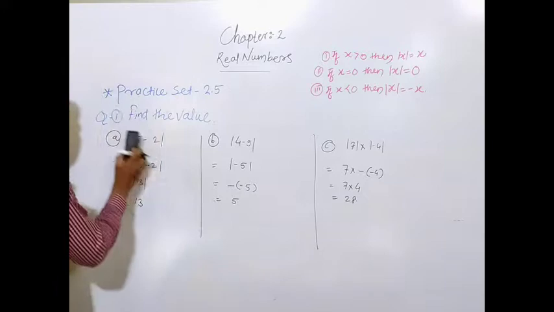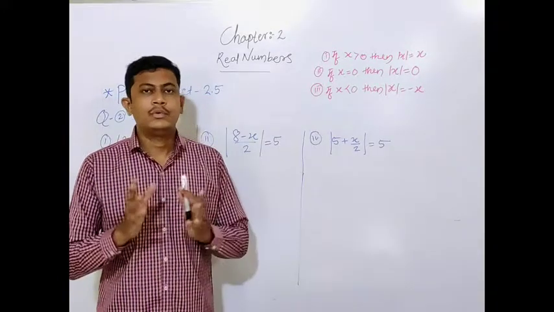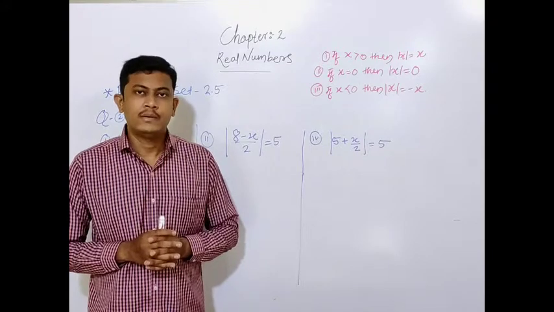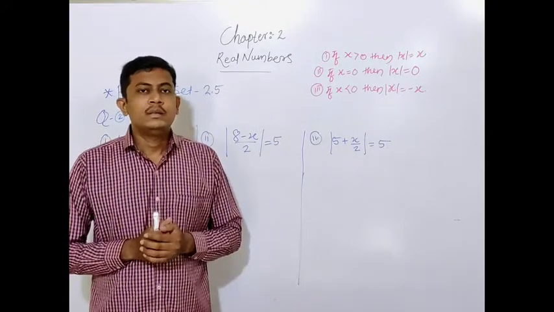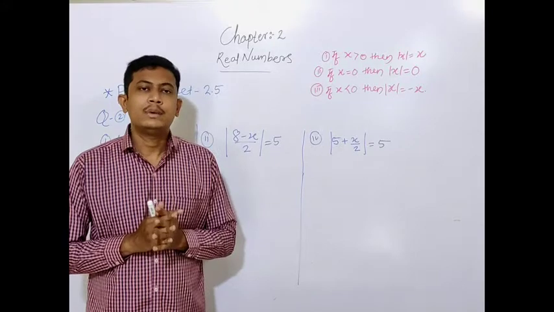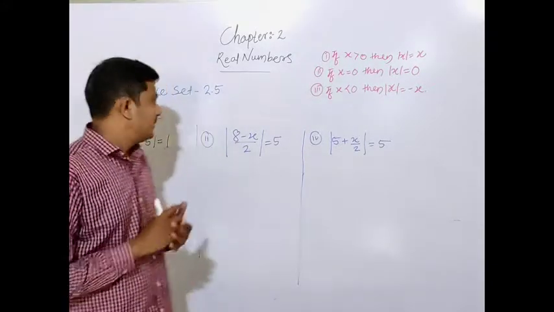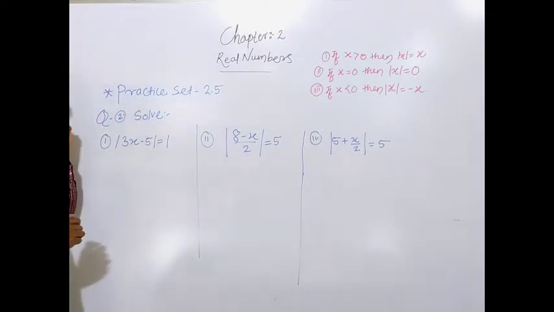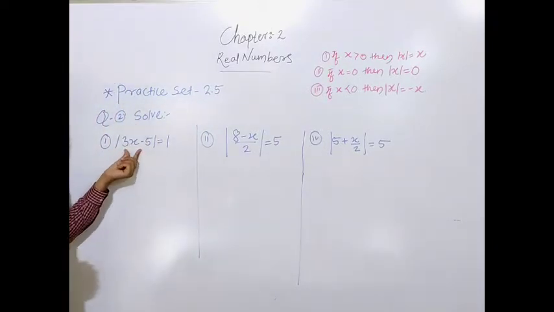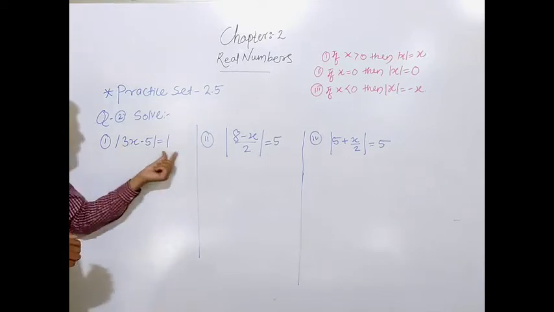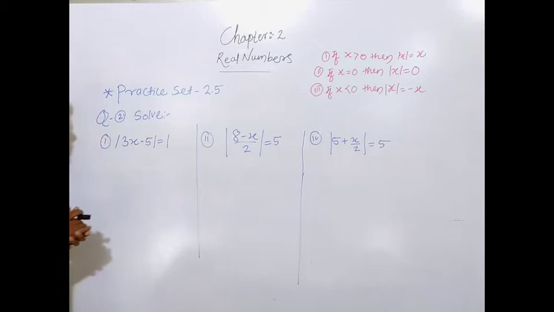Now see the second example of practice set 2.5. Before that, we have to see that the absolute value of any real number is never negative. It means it is positive. Now the second example is to solve. The first example is mod of 3x minus 5 equal to 1. Here LHS and RHS terms are given, so while finding the value of x, we have to consider that there will be two possible values of x.